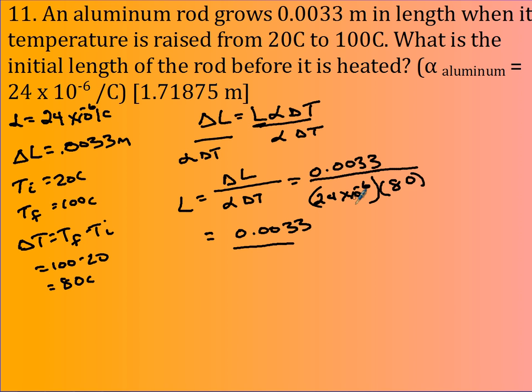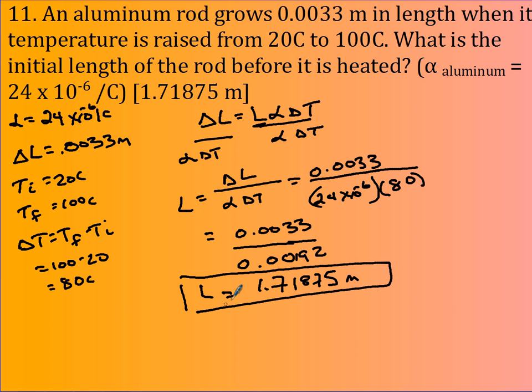24 times 10 to the negative 6, all right, times 80 is 0.00192. Now, when I divide 0.0033 by 0.00192, I get 1.71875 meters. So that's the initial length of my rod.